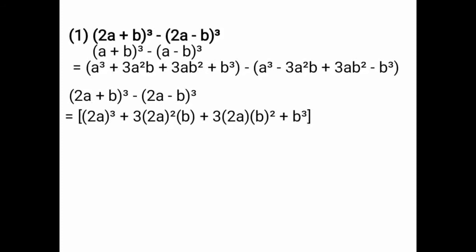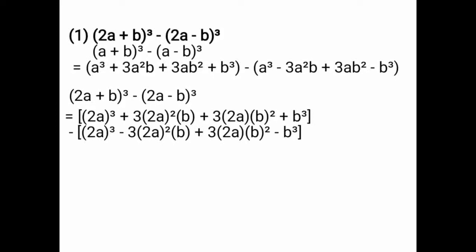That is equal to (2a)^3 + 3(2a)^2 b + 3(2a) b^2 + b^3 - [(2a)^3 - 3(2a)^2 b + 3(2a) b^2 - b^3]. The first bracket which I expanded and wrote is (2a + b)^3, and the second bracket which I expanded and wrote is (2a - b)^3, but in between you have put a minus sign with two different formulas with two brackets.